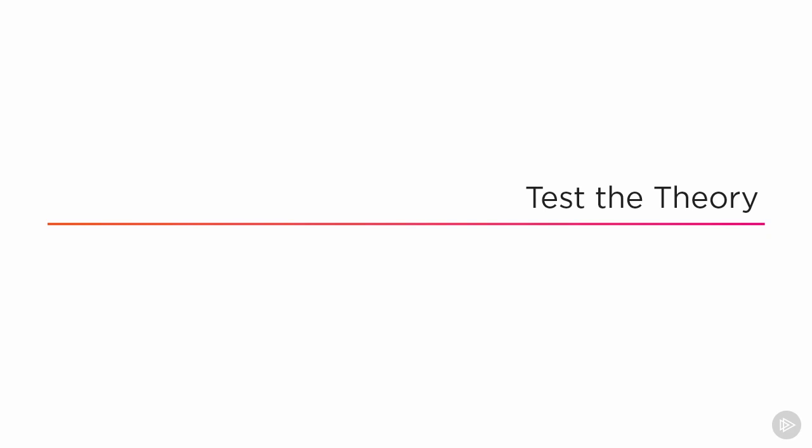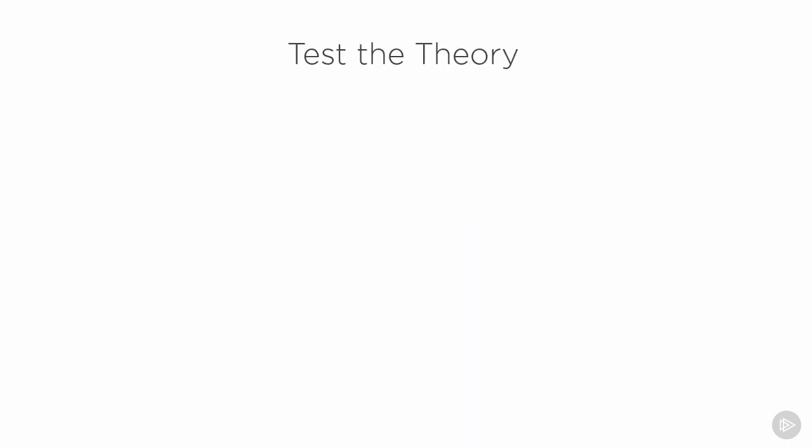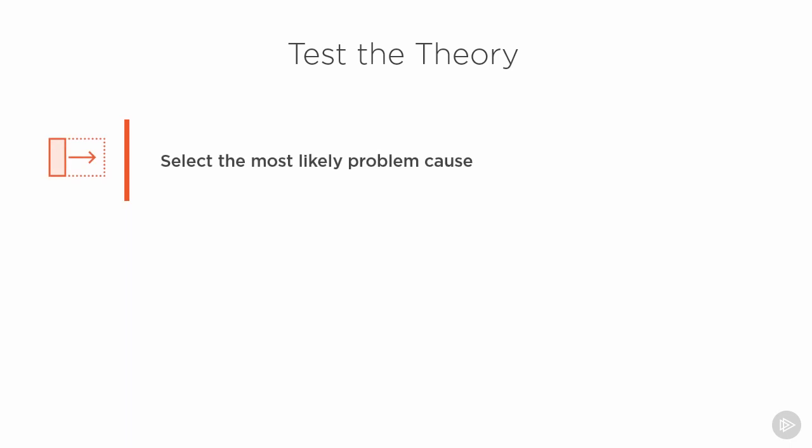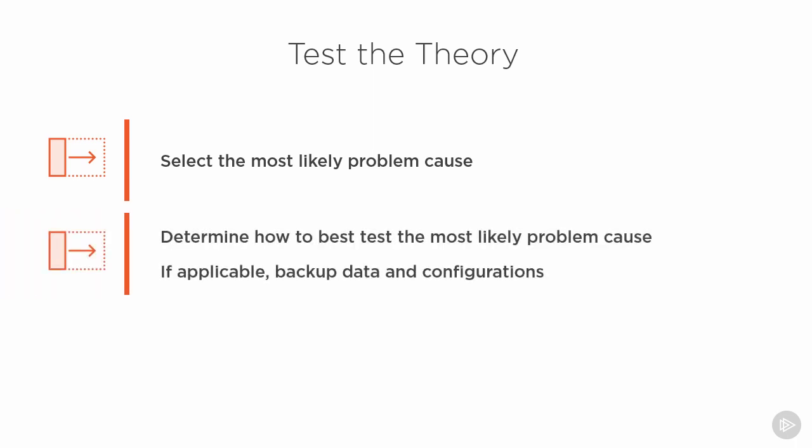After establishing a theory of probable cause, the next step in the troubleshooting methodology is to test the theory. Now, when testing the theory, we have to select the most likely theory first. We might have a number of theories, and as such, they need to be prioritized so that we can focus on those things that are most likely the culprits. So we need to determine how we're going to test our most likely problem causes that have been prioritized.